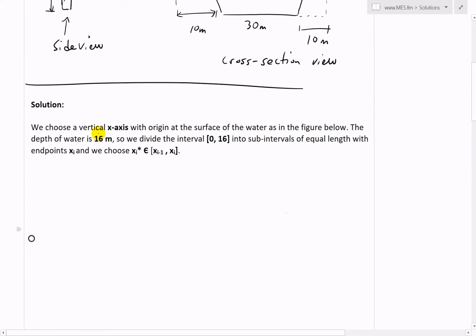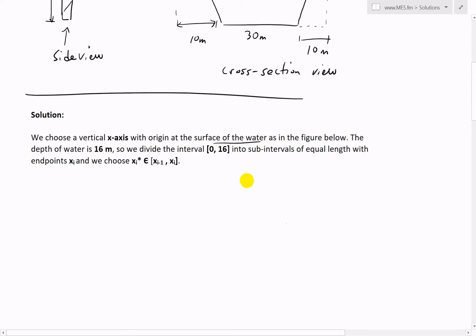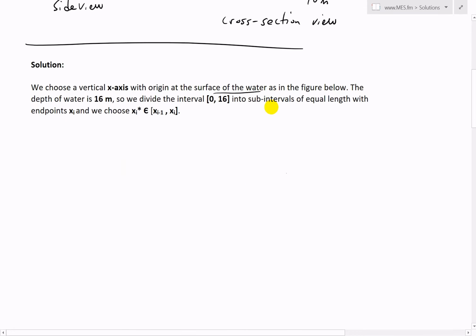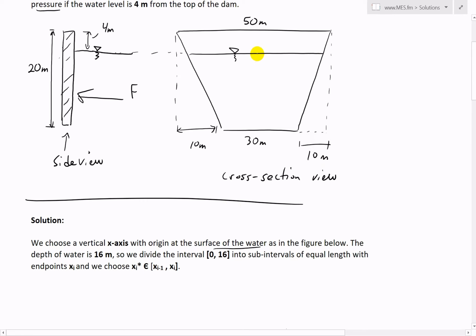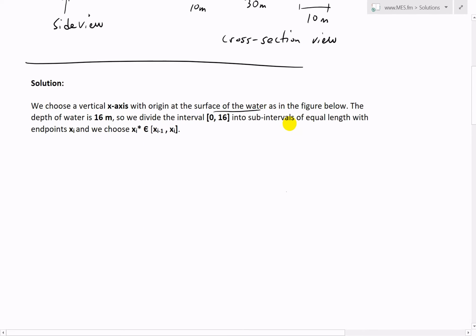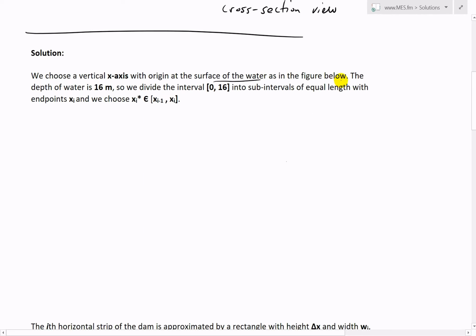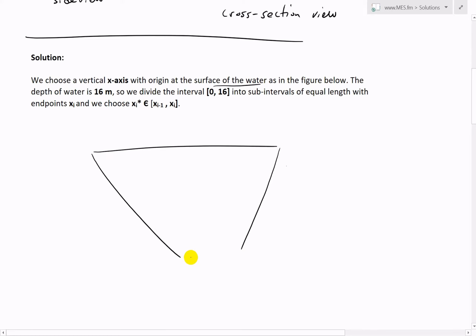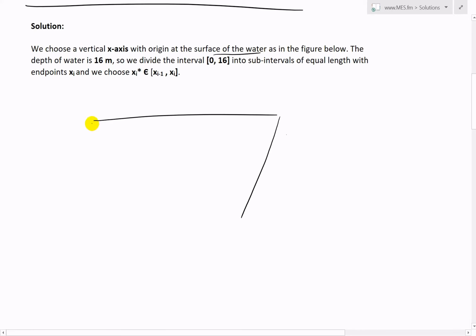In this case, we'll choose a vertical axis with origin at the surface of the water, because the water pressure increases with depth, as I showed in my last video. So we just need to deal with the origin at the surface level, and that makes it easier, as in the figure below, and I'll draw that out right now. Let's draw this shape again. I'll draw this a bit more accurately. So it looks something like this.